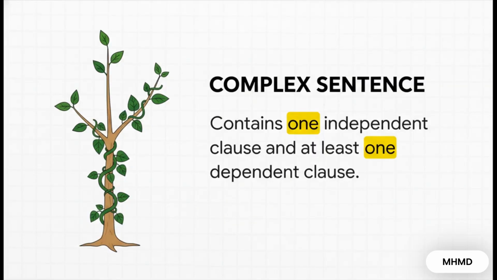Number 3 is the complex sentence, and this is where our sapling and our vine finally come together. Here you've got one main independent idea and at least one subordinate dependent idea that adds more information. Take this example.